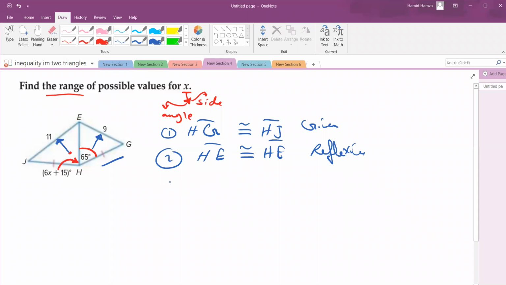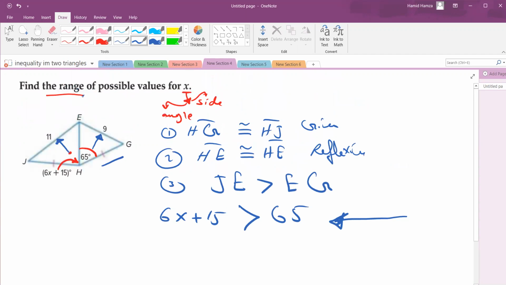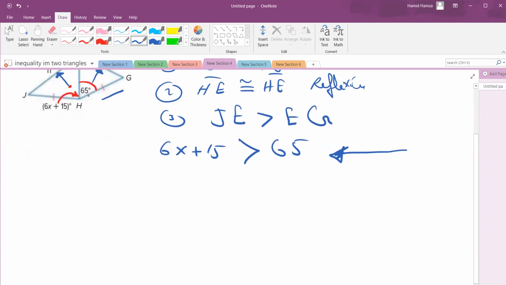Okay. So number 3, the side EG is greater than side EJ. Then my decision, guys, what angle is greater? So it's the last one. The angle containing 6x plus 15 will be greater than 65. This is my inequality. Solve this inequality, and you will find the range of possible values of x.